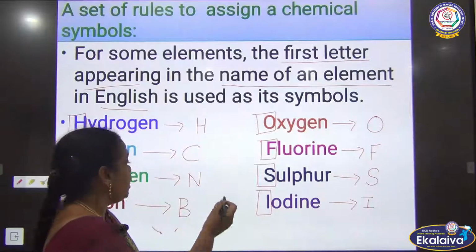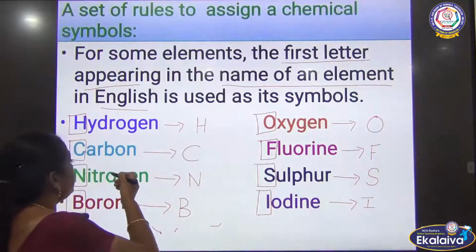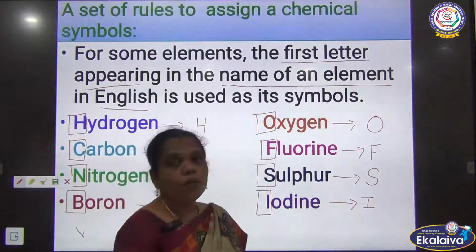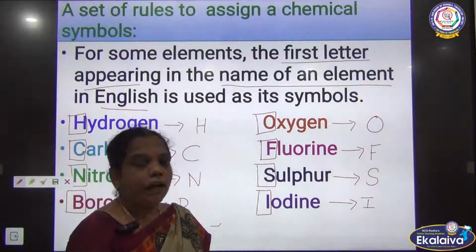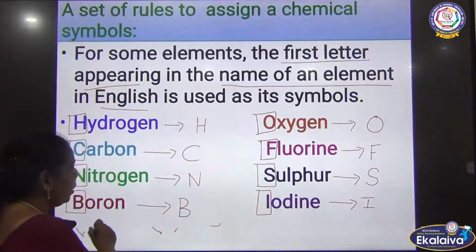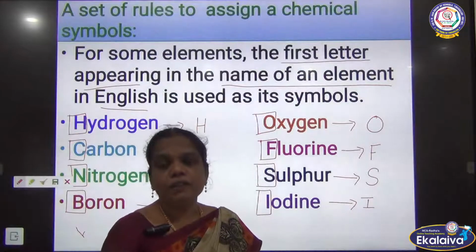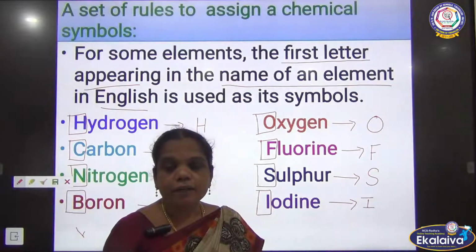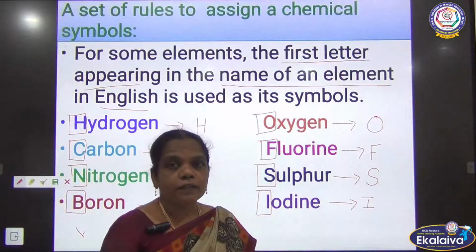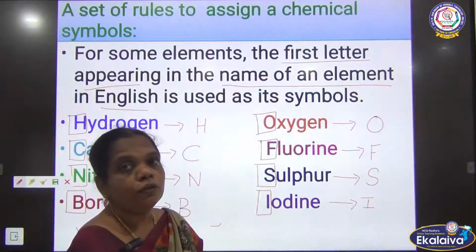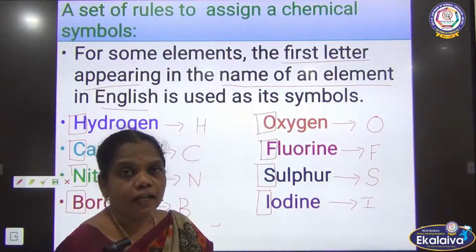For example, C means you know that carbon. S means it is sulfur. O means oxygen. And B means what? Boron. If some other element has the same first letter, how do we assign? So we have to follow another rule. This is the first rule to follow for assigning the symbol.